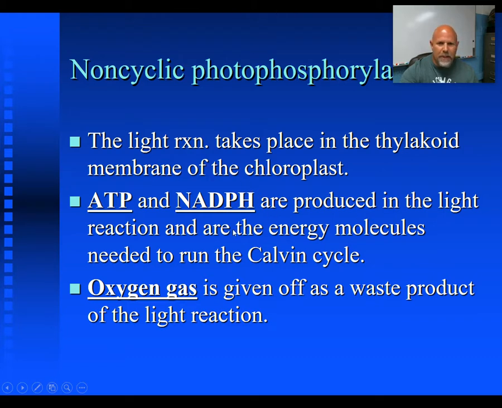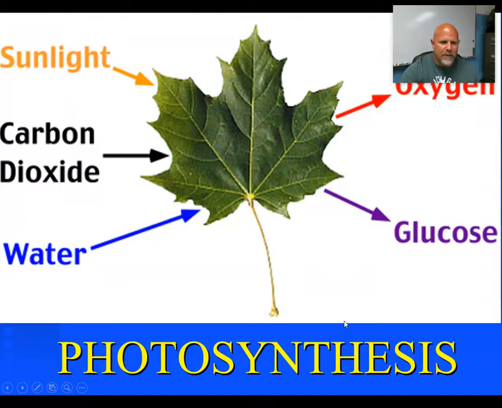An easy way to remember the hydrogen carrier for the light reaction is it has a P in it, and photosynthesis starts with P. If you recall from cell respiration, we had NADH and FADH2. There's no P in either of those. So the ones with no P are cell respiration, and the one with the P in it is part of photosynthesis. So we made these two molecules, ATP and NADPH, and we gave off oxygen gas as a waste product as part of that light reaction.